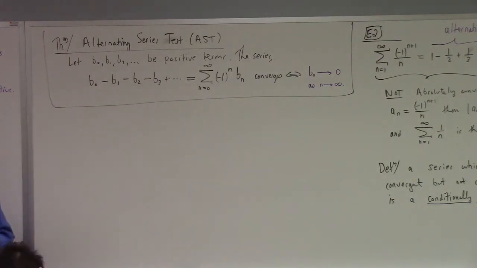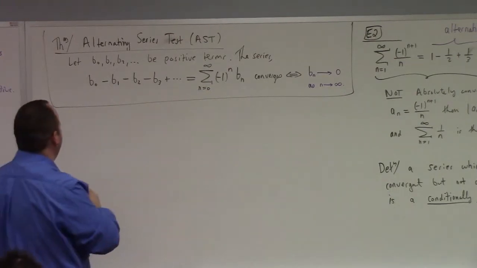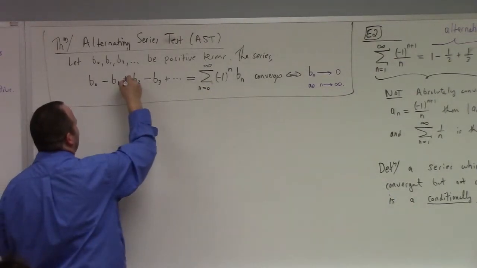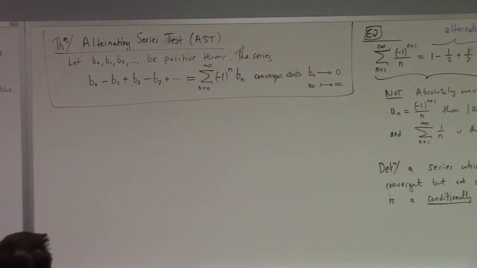Still writing it. Sorry. Good question. Yeah, it's still an alternating series if it goes plus plus minus minus. If it goes plus plus minus minus plus plus minus minus, no, it is not an alternating series. We have to have plus minus plus minus plus minus plus minus.